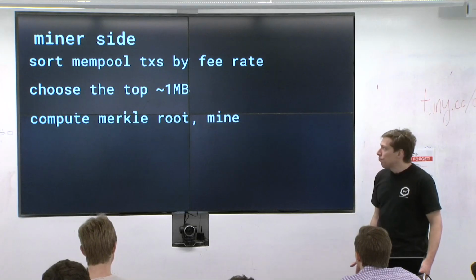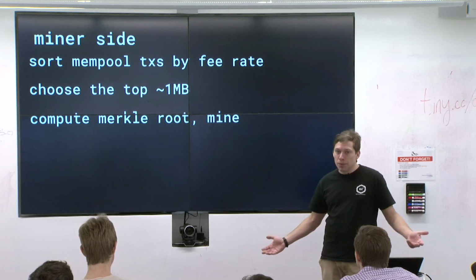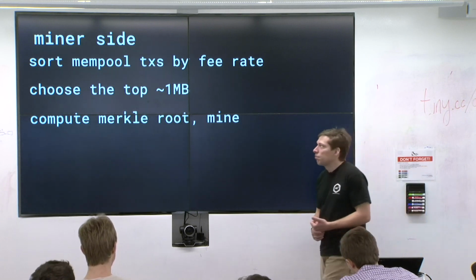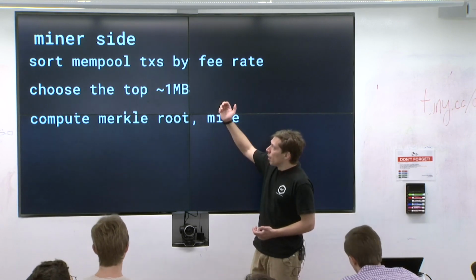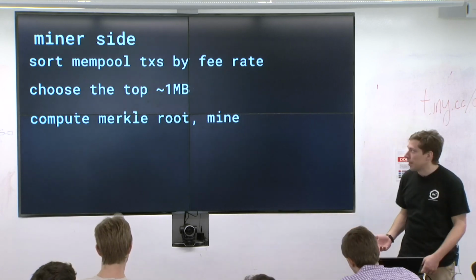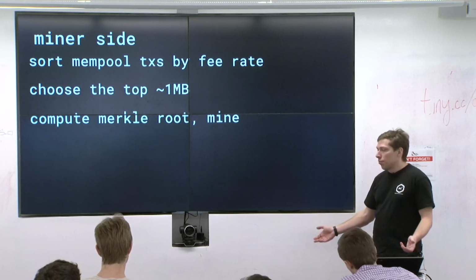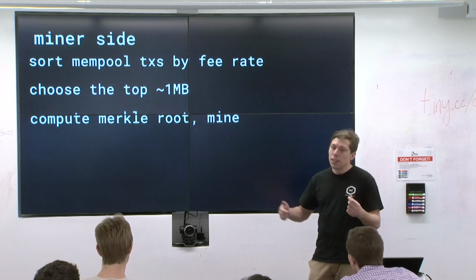So the simplest miner side algorithm is take the mempool, sort the mempool transactions by their fee rate, choose the top megabyte, put them all in order, compute a Merkle root from all those transaction IDs, and then mine it. I explained the Merkle root stuff, right? So you're going to pick a couple thousand, maybe 5,000, transactions, sort them by fee rate, put them all in a row, hash it a bunch of times, and then just that 80 byte header you keep mining.